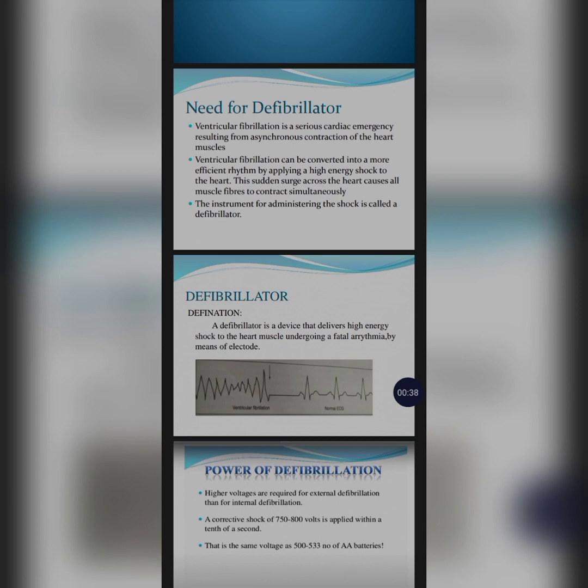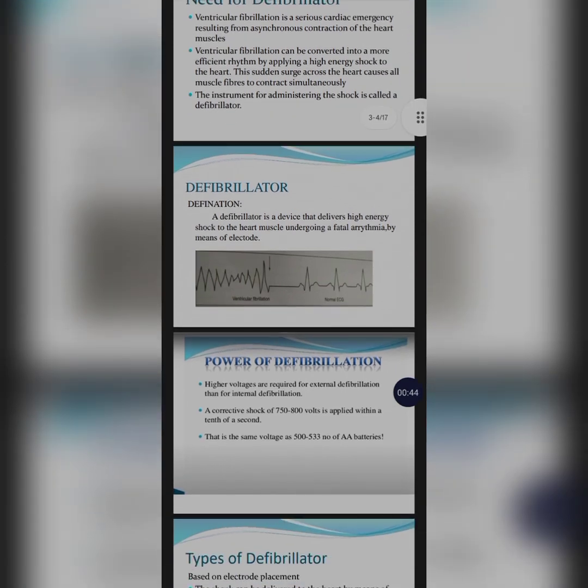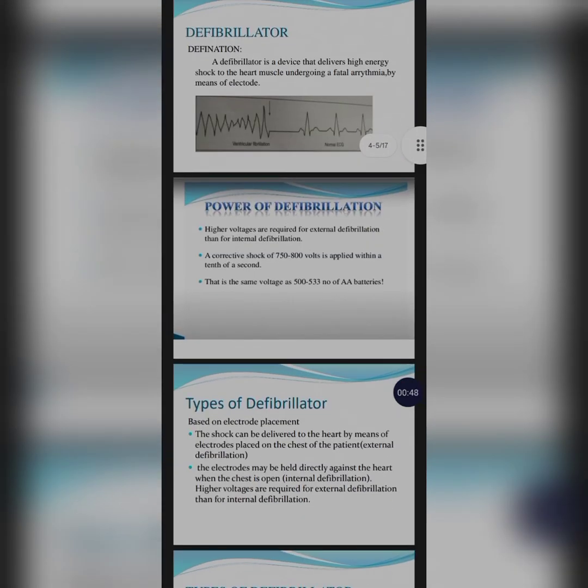Defibrillator definition: a defibrillator is a device that delivers high energy shock to the heart muscles undergoing a fatal arrhythmia by means of electrode. Power of defibrillation: higher voltages are required for external defibrillation than for the internal defibrillation. A correct shock of 750 to 800 volt is applied within the tenth of a second. This is the same voltage as 500 to 533 AA batteries.